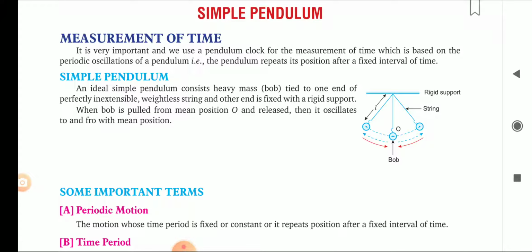Now we are going to start a new topic of the first chapter, that is simple pendulum. It is the last topic also, simple pendulum. So this pendulum clock is used to measure time. From the simple pendulum we can measure the time period. It works on the principle of periodic oscillations.